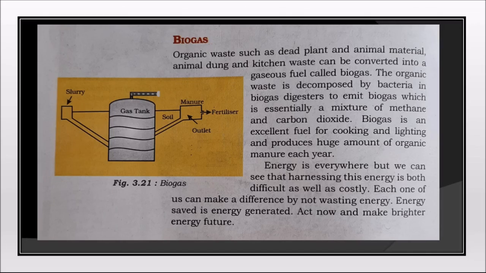The organic waste is decomposed by bacteria in biogas digesters to emit biogas, which is essentially a mixture of methane and carbon dioxide. Biogas is an excellent fuel for cooking and lighting and also produces huge amount of organic manure every year. Biogas is capable of producing organic manure in huge amounts every year, right? So it is also used while cooking.